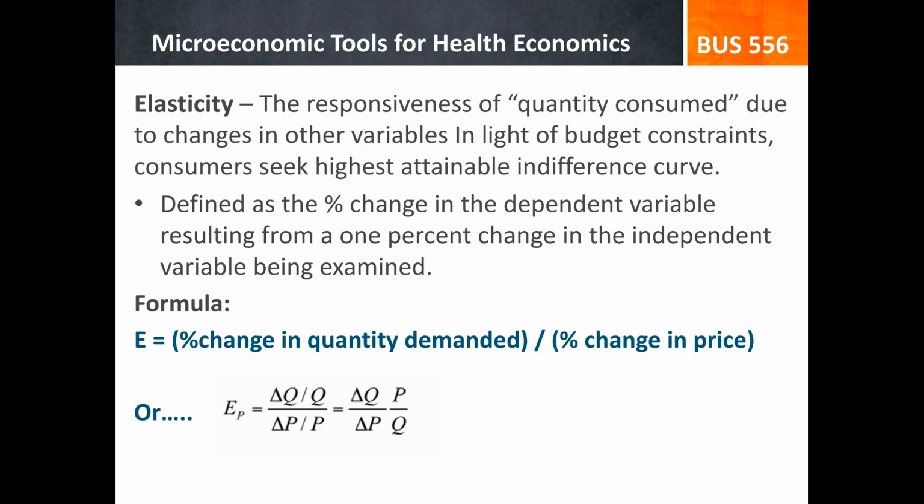So remember we talked about how to measure the response of price and how it changes demand, right? The responsiveness of quantity consumed due to changes in other variables, in light of budget constraints. Consumers seek the highest attainable indifference curve. So we define it as the change in the dependent variable. This is all a lot of mumbo jumbo jargon language that you'll see in your textbook. But literally what we're trying to find out is the change in price over the change in demand. And so the change in quantity over the change in price will depict elasticity.